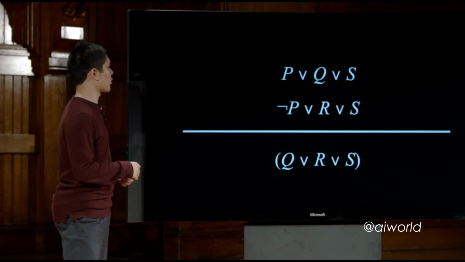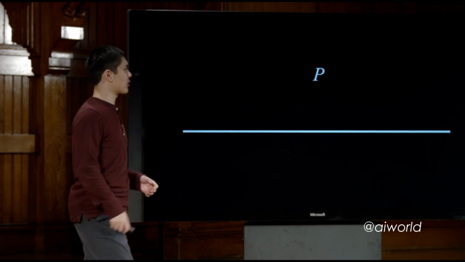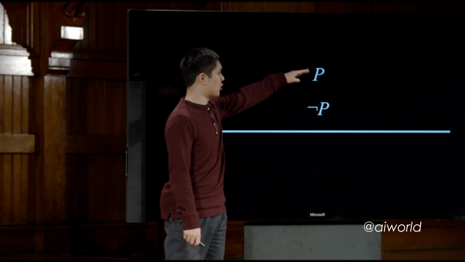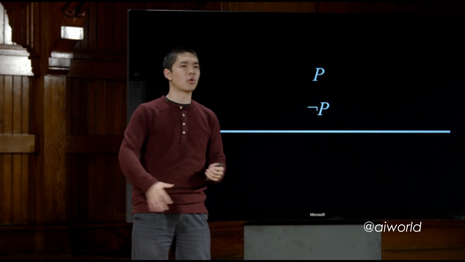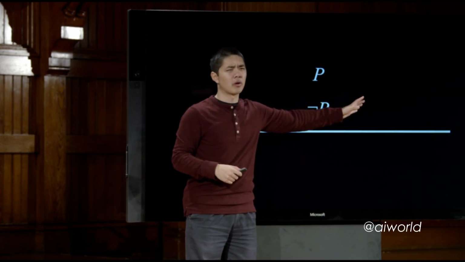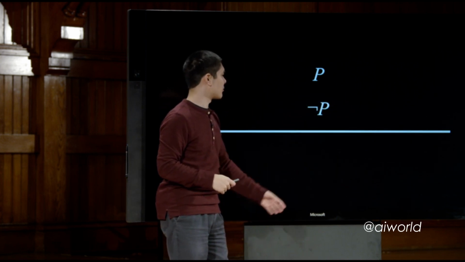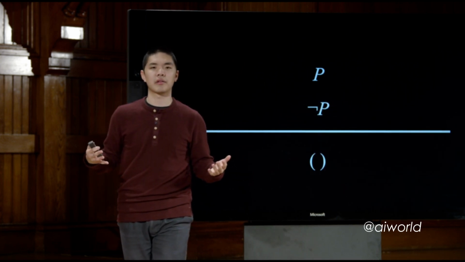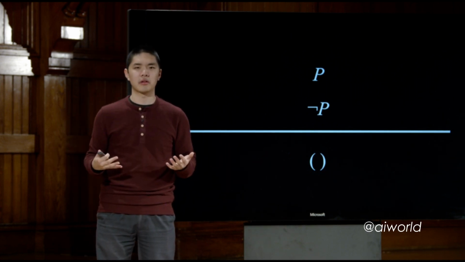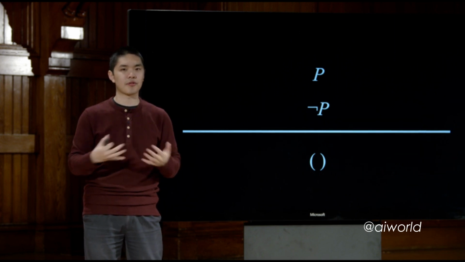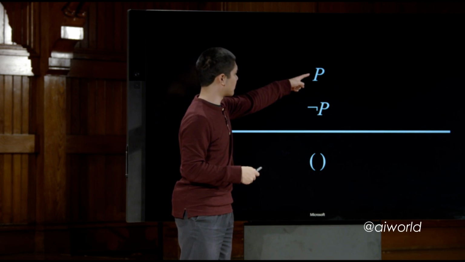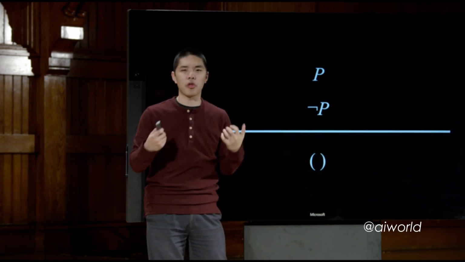Now, one final question worth considering is what happens if I try to resolve P and not P together? If I know that P is true and I know that not P is true, well, resolution says I can merge these clauses together and look at everything else. Well, in this case, there is nothing else, so I'm left with what we might call the empty clause. I'm left with nothing. And the empty clause is always false. The empty clause is equivalent to just being false. And that's pretty reasonable, because it's impossible for both P and not P to hold at the same time.